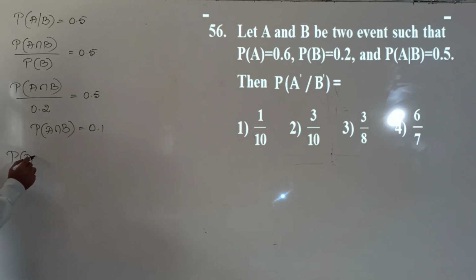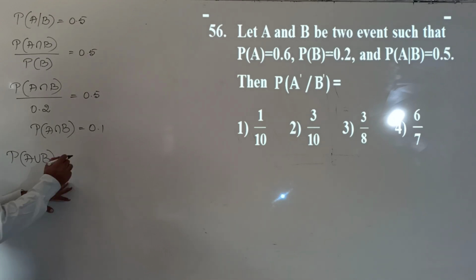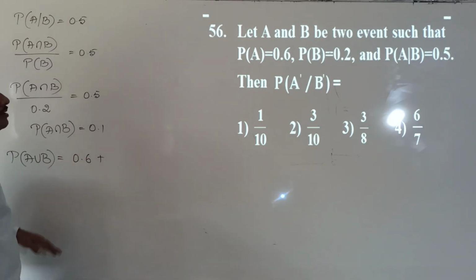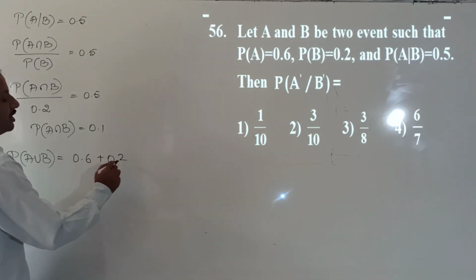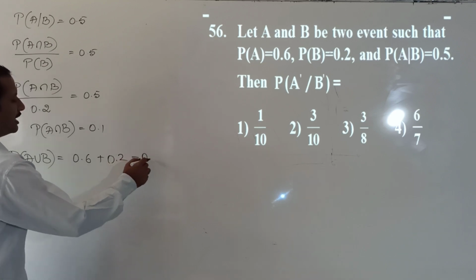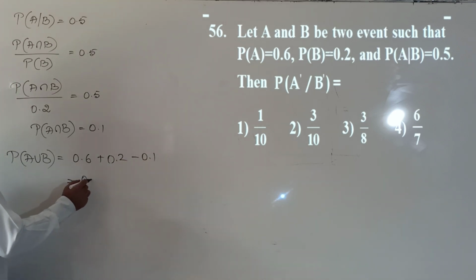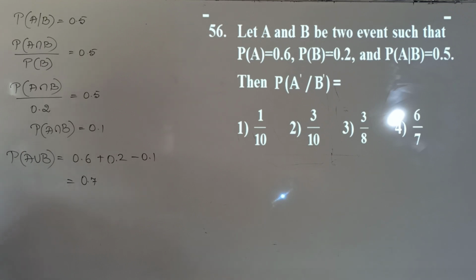Then I will find out P of A union B. P of A union B is equal to P of A, which is 0.6, plus P of B, that is 0.2, minus P of A intersection B, which is 0.1. So you get 0.7. Okay.